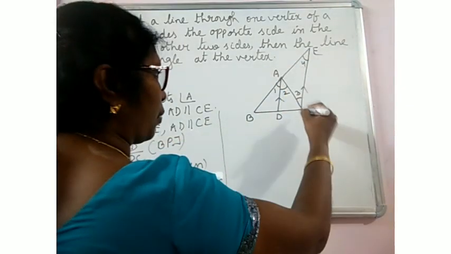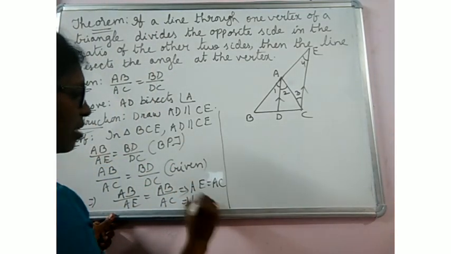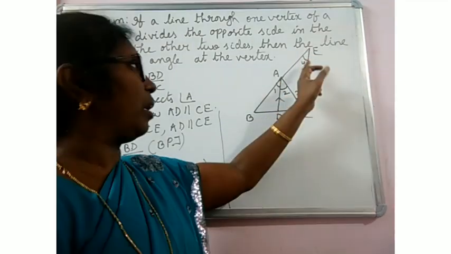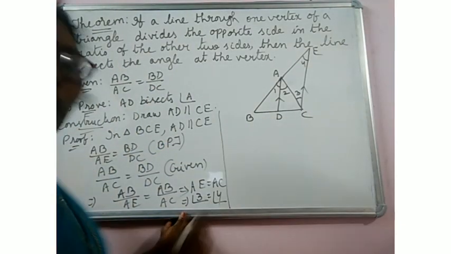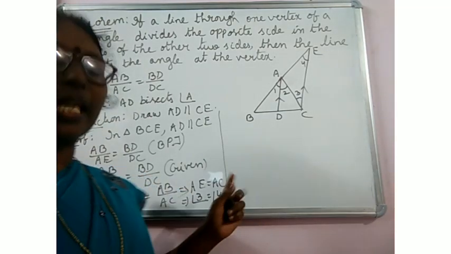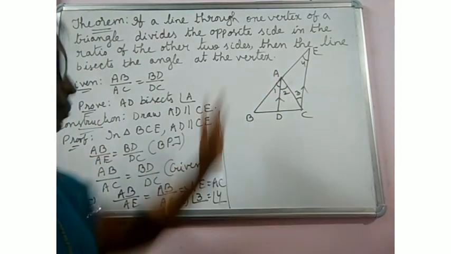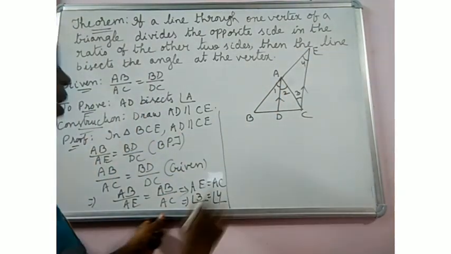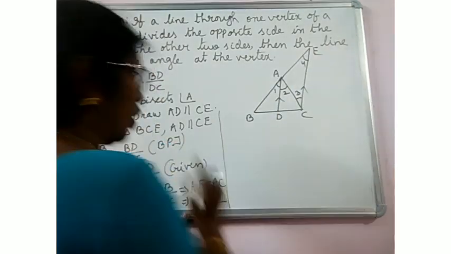If AE is equal to AC, angle 3 is equal to angle 4. That means angle 3 is equal to angle 4. If in a triangle two sides are equal, their opposite angles are equal. Yes or no? In the previous theorem we have shown that angles are equal, so opposite sides are equal. Now these two sides are equal, so opposite angles are equal. These two are equal, we got.